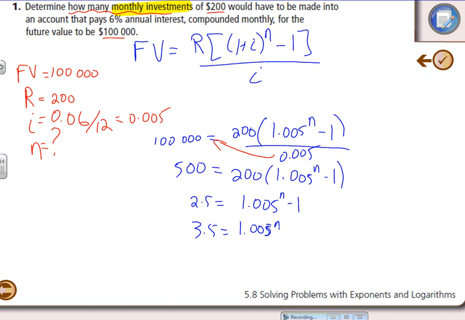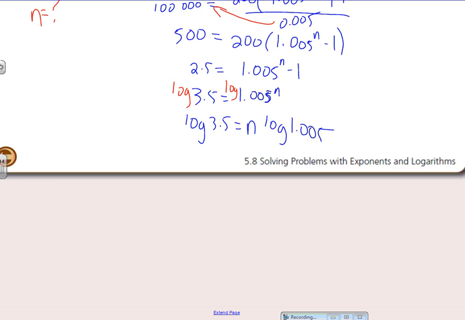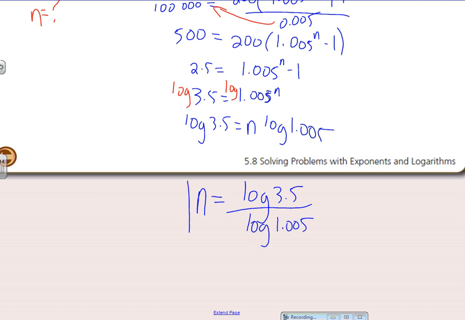Now we're at the point where we've got an exponent variable isolated on one side. Hey, let's log both sides. So we slap the log there, slap the log there, and that gives us log of 3.5 equals, bringing that n down, n log 1.005. Divide that log 1.005 over, n is equal to log 3.5 over log 1.005. Done deal. That is your exact form.